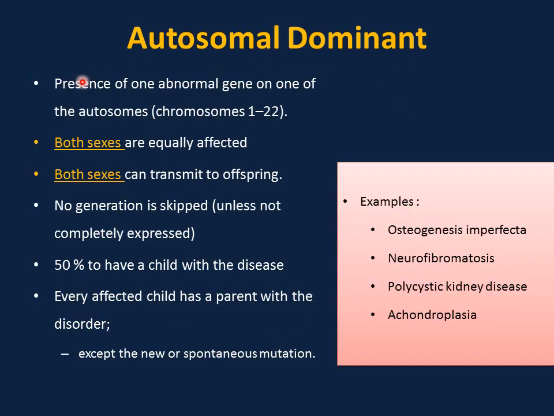So again, autosomal dominant: presence of one abnormal gene on one of the autosomes, chromosome 1 to 22. Both sexes are equally affected. Both sexes can transmit to offspring. No generation is skipped unless not completely expressed. 50% chance to have a child with the disease. Every affected child has a parent with the disorder, except the new or spontaneous mutation. Examples of autosomal dominant: osteogenesis imperfecta, neurofibromatosis, polycystic kidney disease, and achondroplasia.